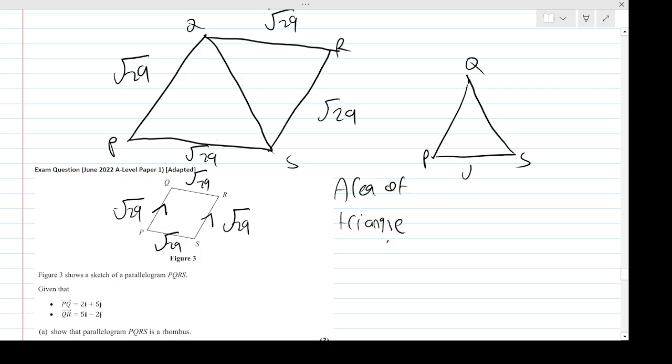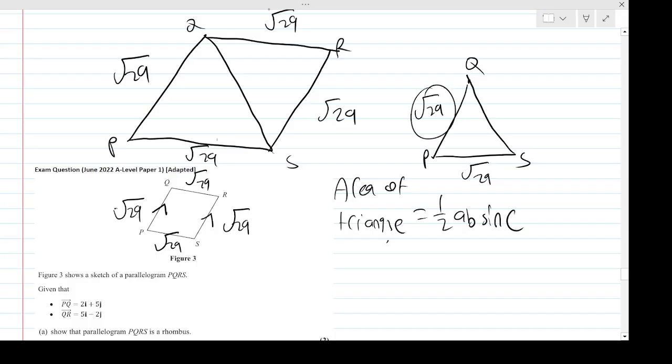Right? Well, we know that's root 29, and we know that PQ is root 29. Right. Well, we're probably going to have to resort to using some sort of... Well, we know the area is going to be half AB sine C of the triangle. It's not a right angle triangle. Not necessarily. Don't know anything about the angles. So we're going to need to use half AB sine C for this triangle.